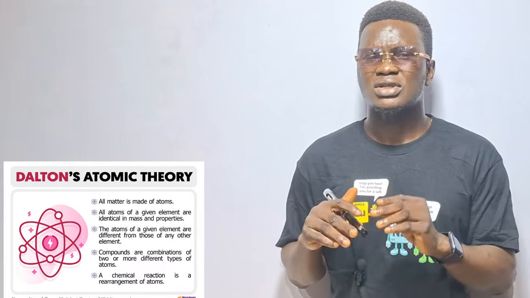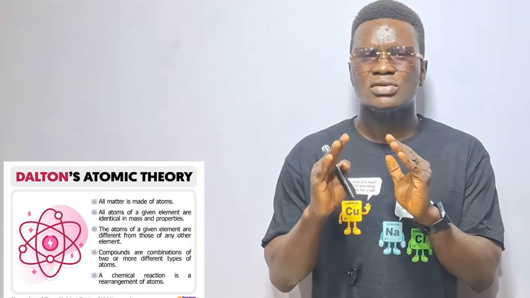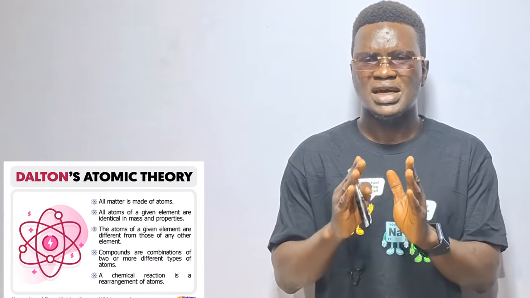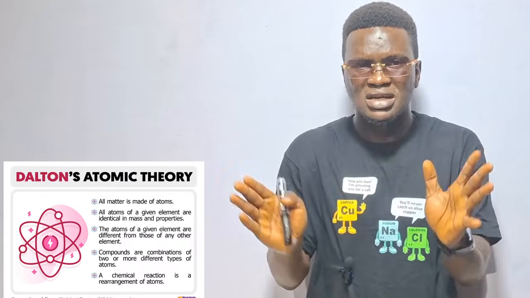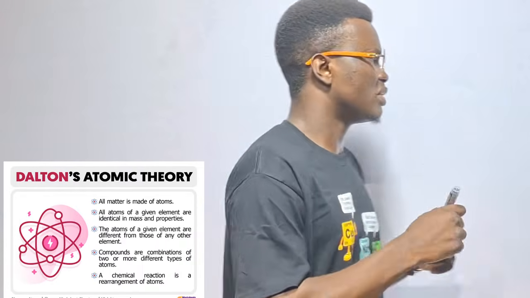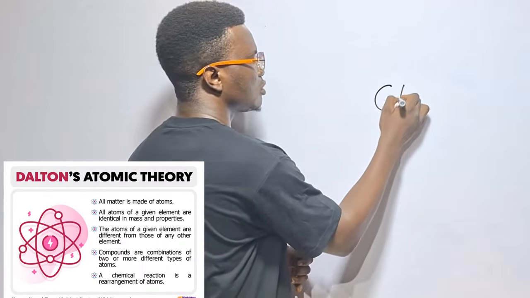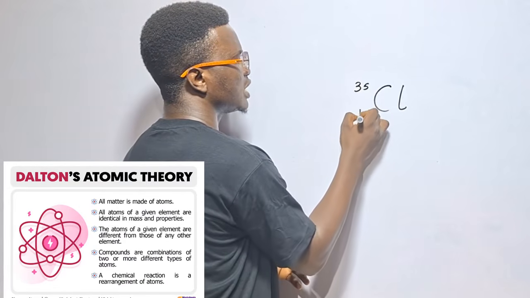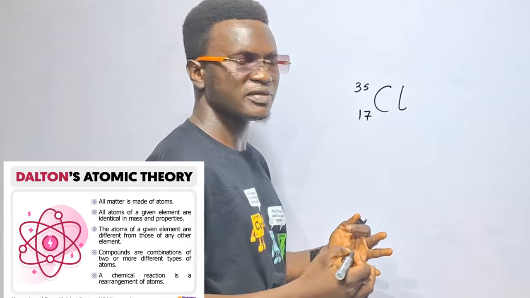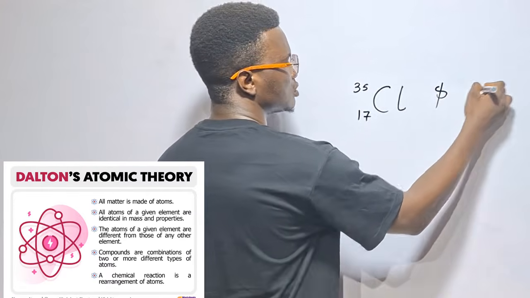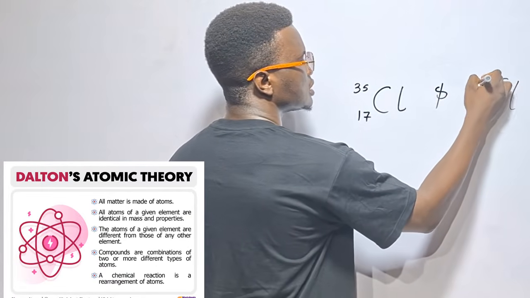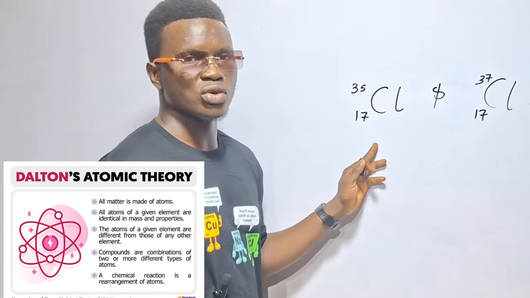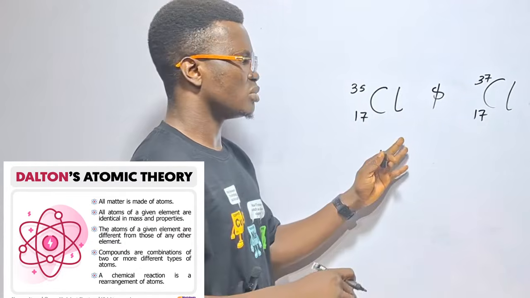The second theory was that John Dalton says that atoms of the same element are exactly alike in every aspect. So what he was talking about there is like this: chlorine is an atom. The mass number of chlorine is 35. The atomic number of chlorine is 17. Now look at this also. This is also chlorine. This is 37 and this is 17. We call these isotopes. I'm going to get there as we're moving on.